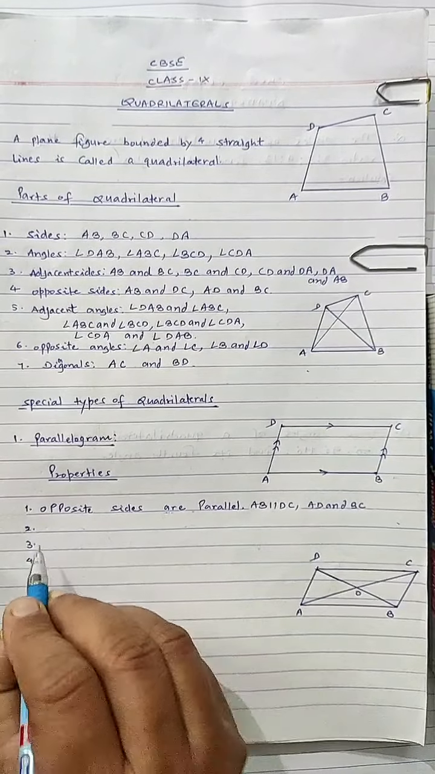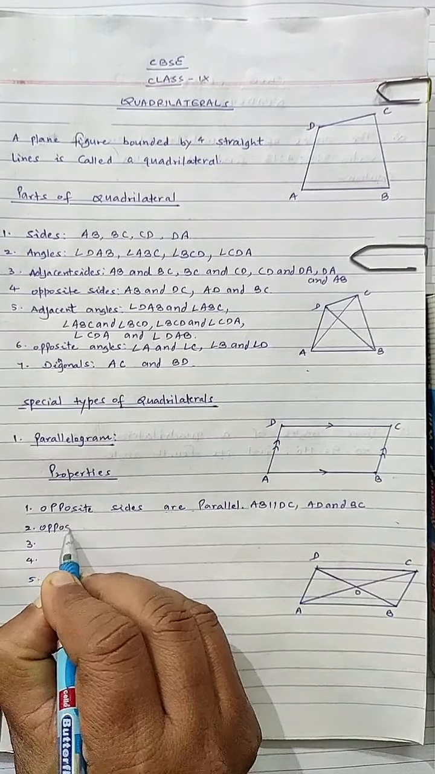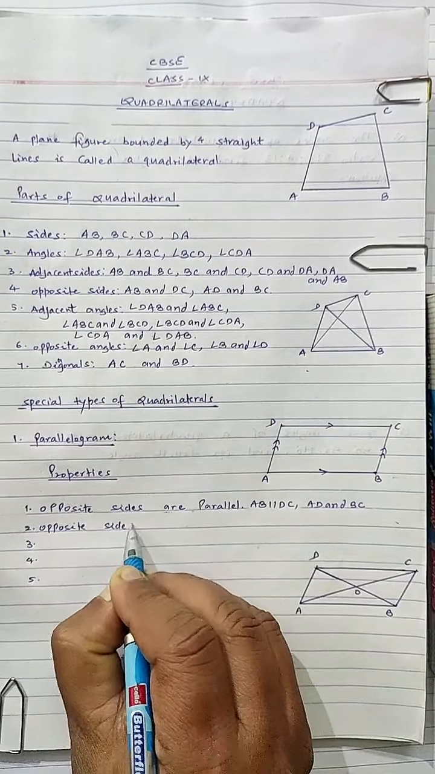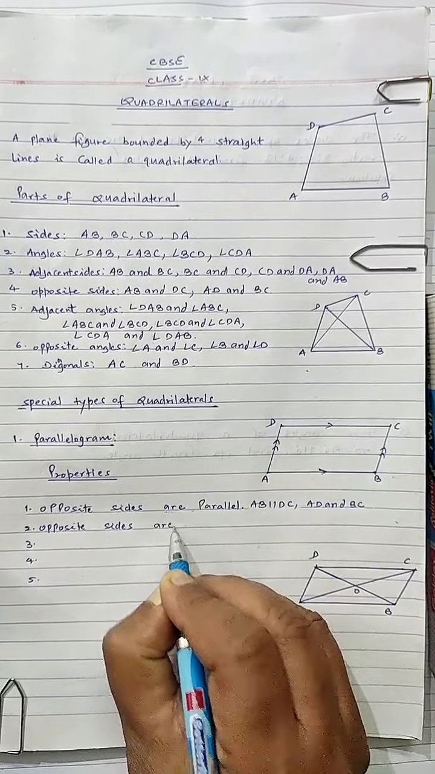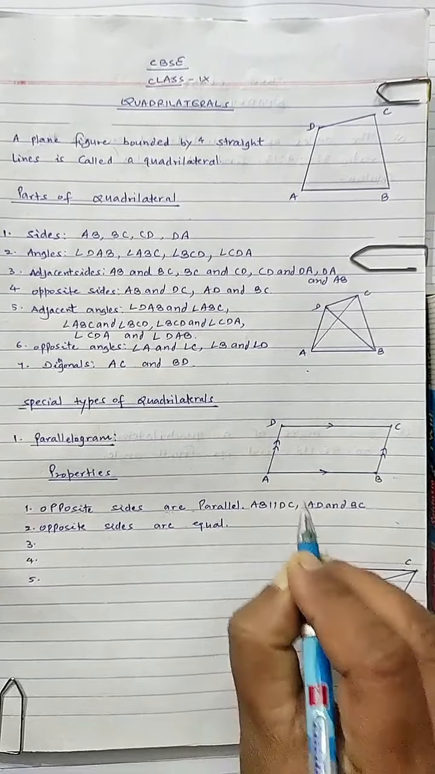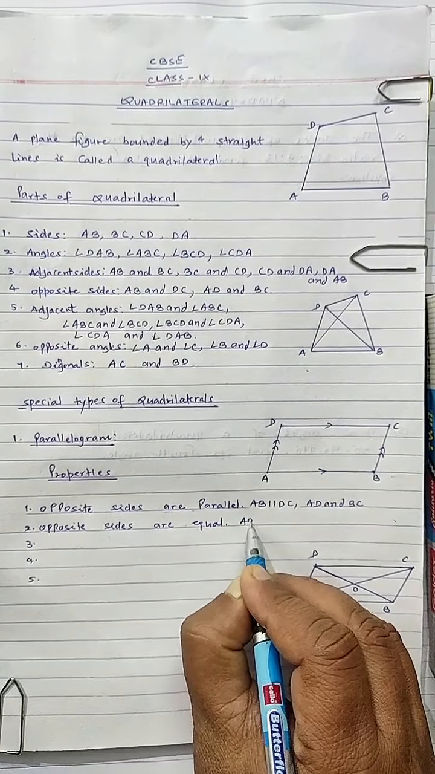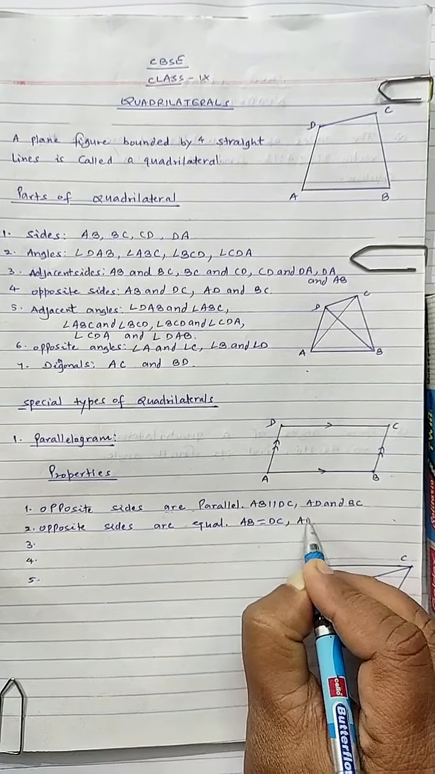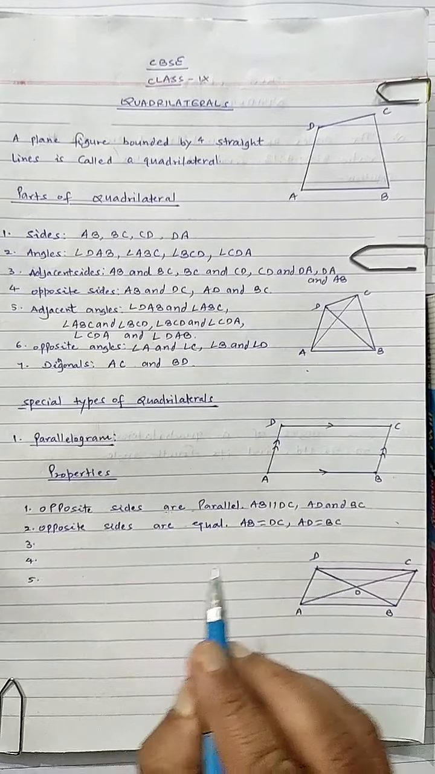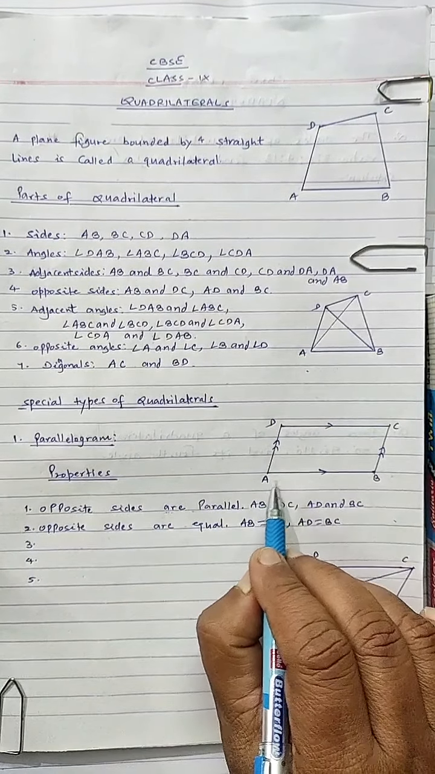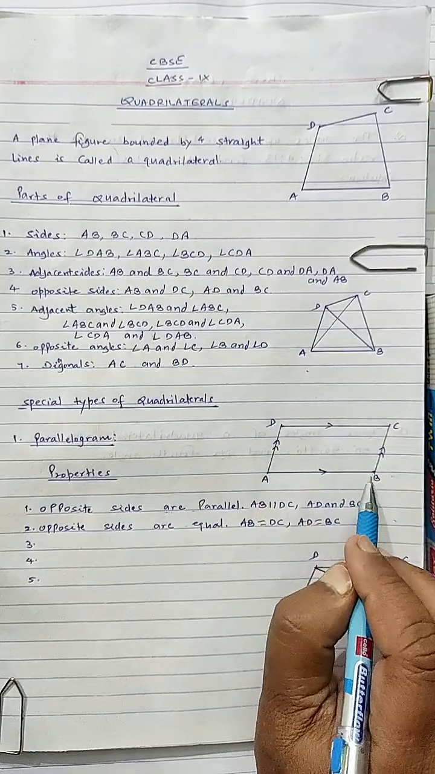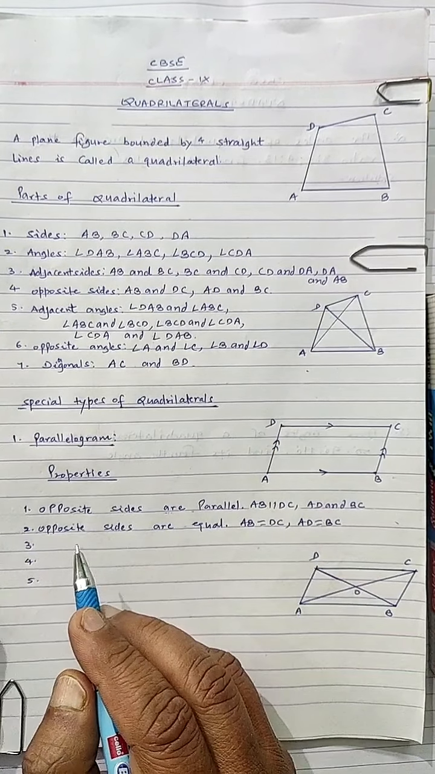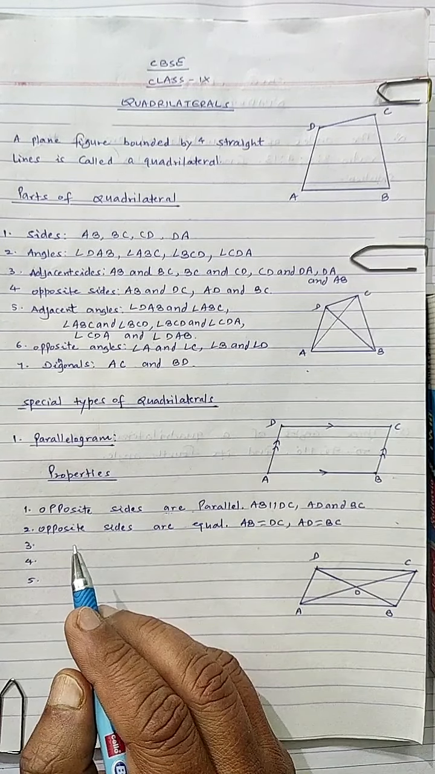Second property, opposite sides of parallelogram are equal. AB equals DC and AD equals BC. Opposite sides of a parallelogram are equal. AB and DC are equal, AD and BC are equal. Next property, opposite angles are equal.